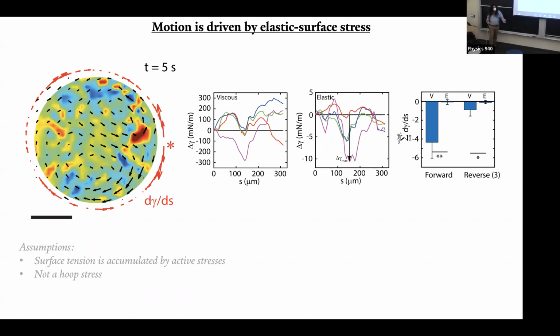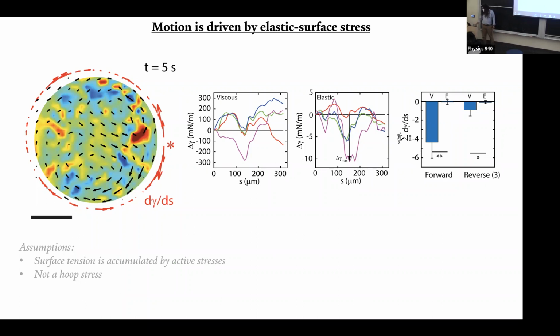So it really does seem like the aggregate is behaving like an elastic solid, even though you're getting this behavior. The different curves are different times, I think, during the motion. So we integrate over different periods of time.